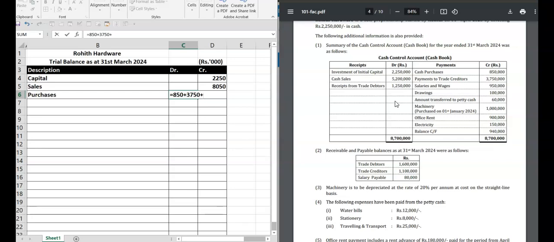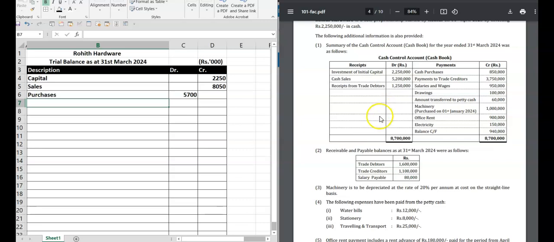Payment to creditors. And if there are any other things, you have this in the second point, trade creditors. So that will be 1,100,000. So you have 5,700 as a sales figure, sorry, purchase figure.